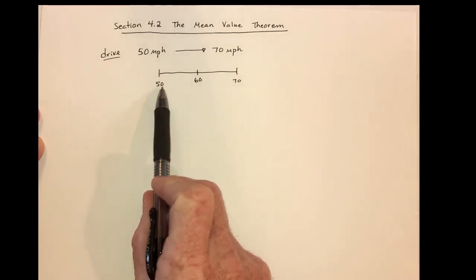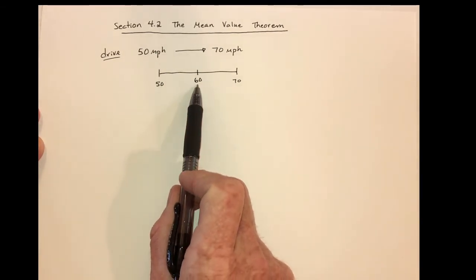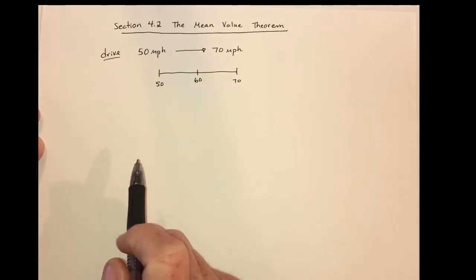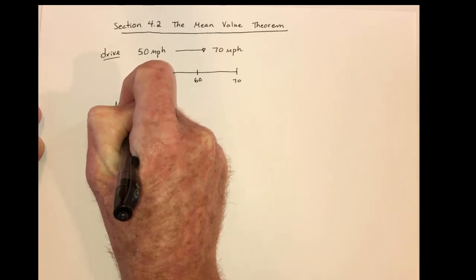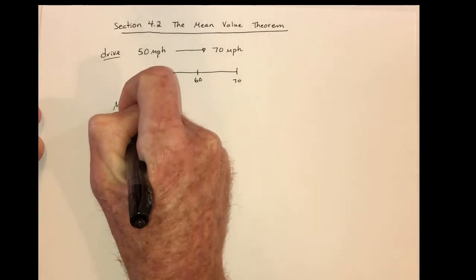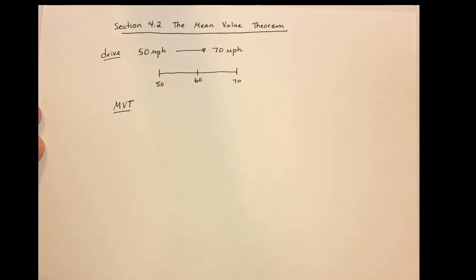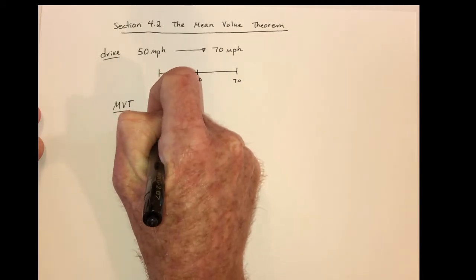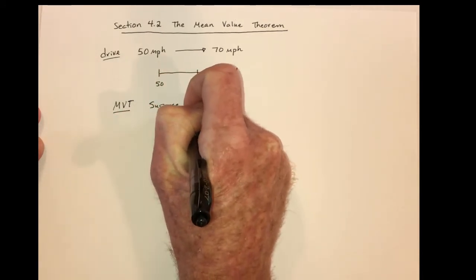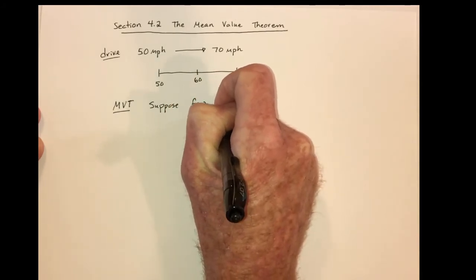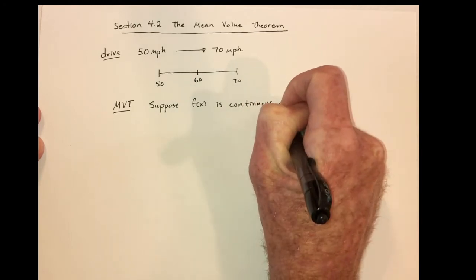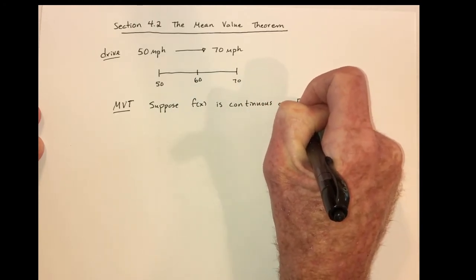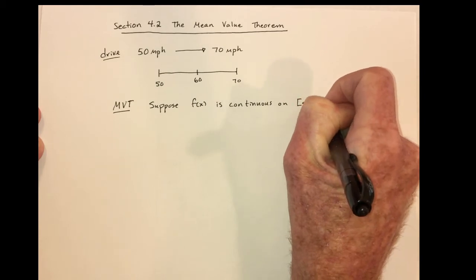And what's the average of 50 and 70? You got it, 60. So the average value theorem. Now it actually goes like this. It's often abbreviated as the MVT, and you know that a theorem is important when it can go by its initials, MVT. So suppose that you've got a continuous function, and I'll call it f of x. And it's going to be continuous on the interval from a to b.